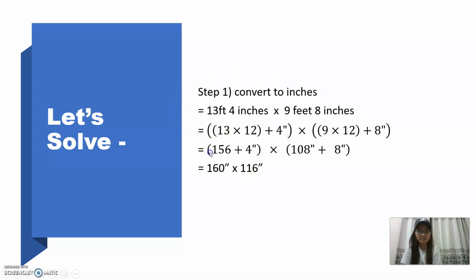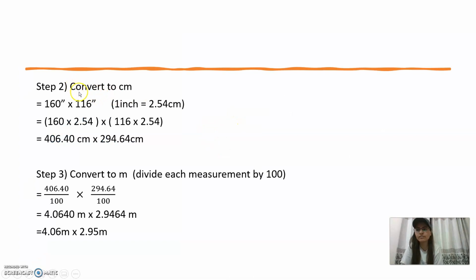And in the second step, we have to convert our 160 inches into 116 inches to centimeter. For doing so, as we know, 1 inch is equal to 2.54 centimeter. So we'll multiply 160 inches by 2.54, and similarly we'll do with 116. So we'll get the answer 406.40 centimeter into 294.64 centimeter, and still it is in centimeter.